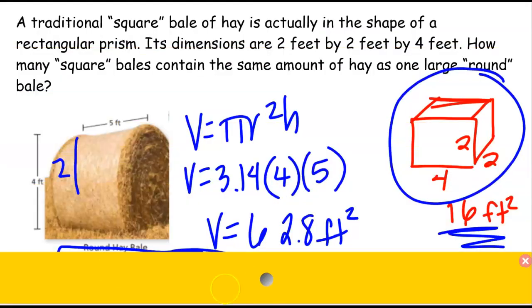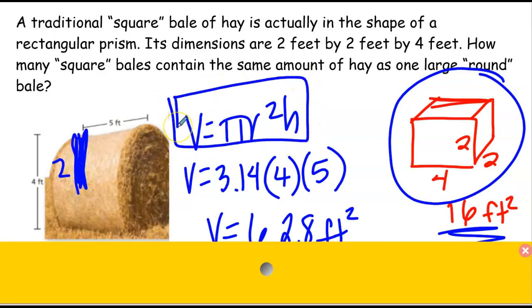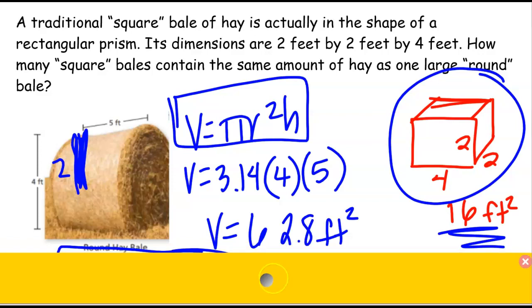Now, here's my other bale of hay that they are drawing for me. I don't know why it keeps doing that. Got my round bale of hay. I notice that my radius is 2 because diameter is 4. So I do my formula for a cylinder. Volume equals pi r squared times height. Okay, so then I plug those in. Pi is 3.14. Radius squared is 4. Height is 5. Multiply them together, and I get 62.8.